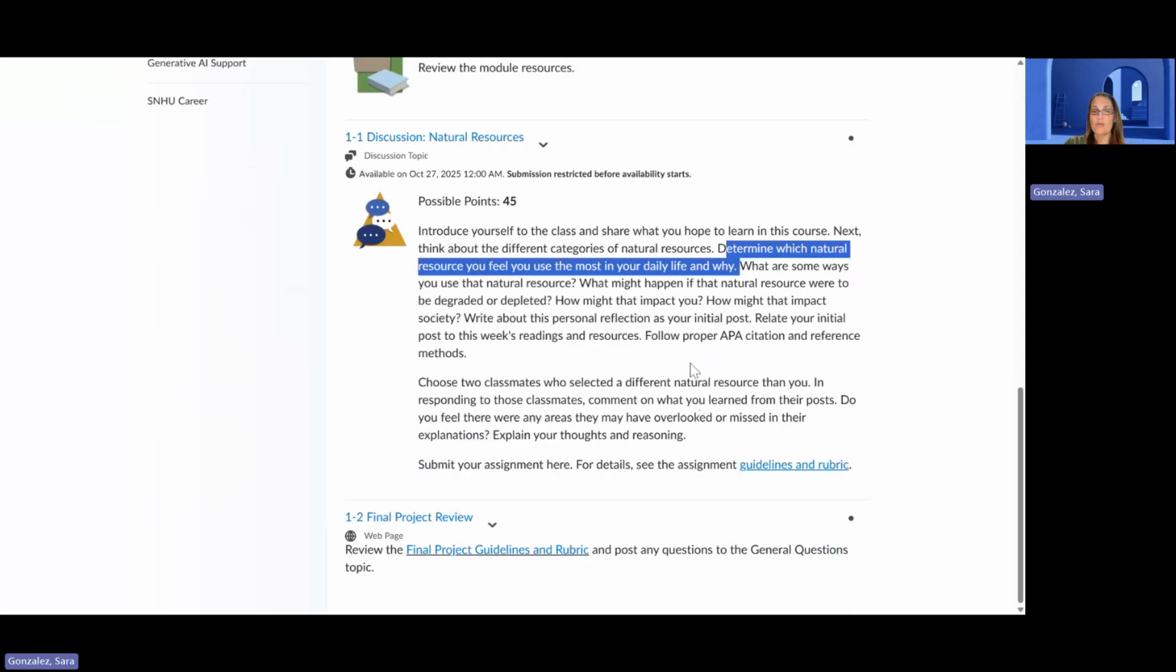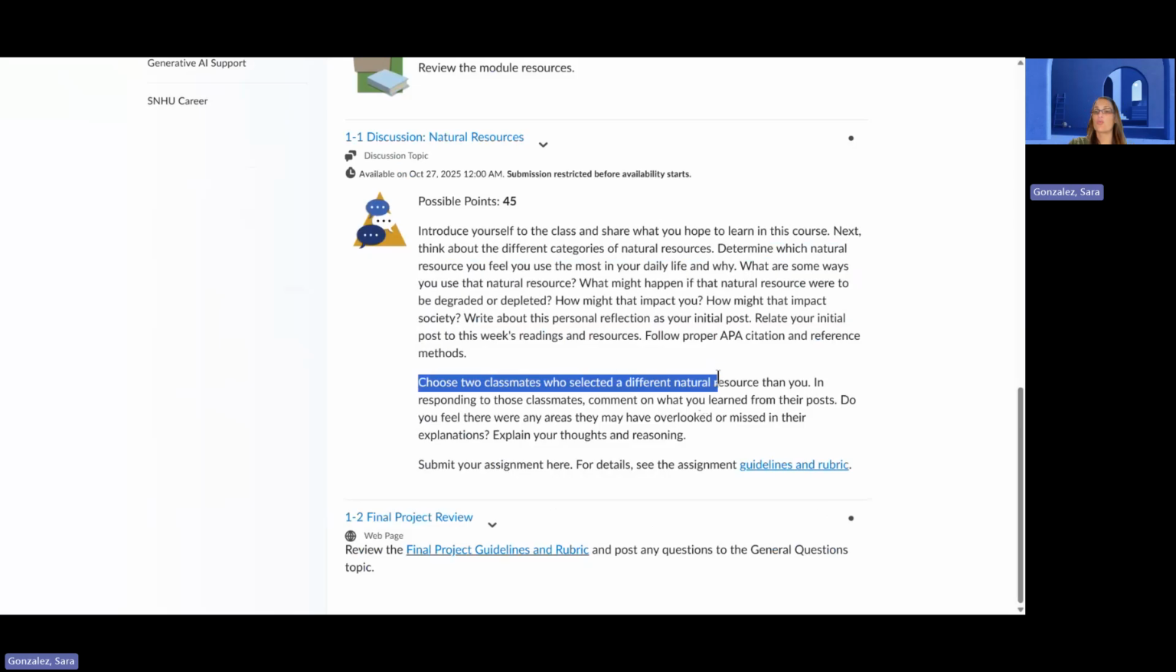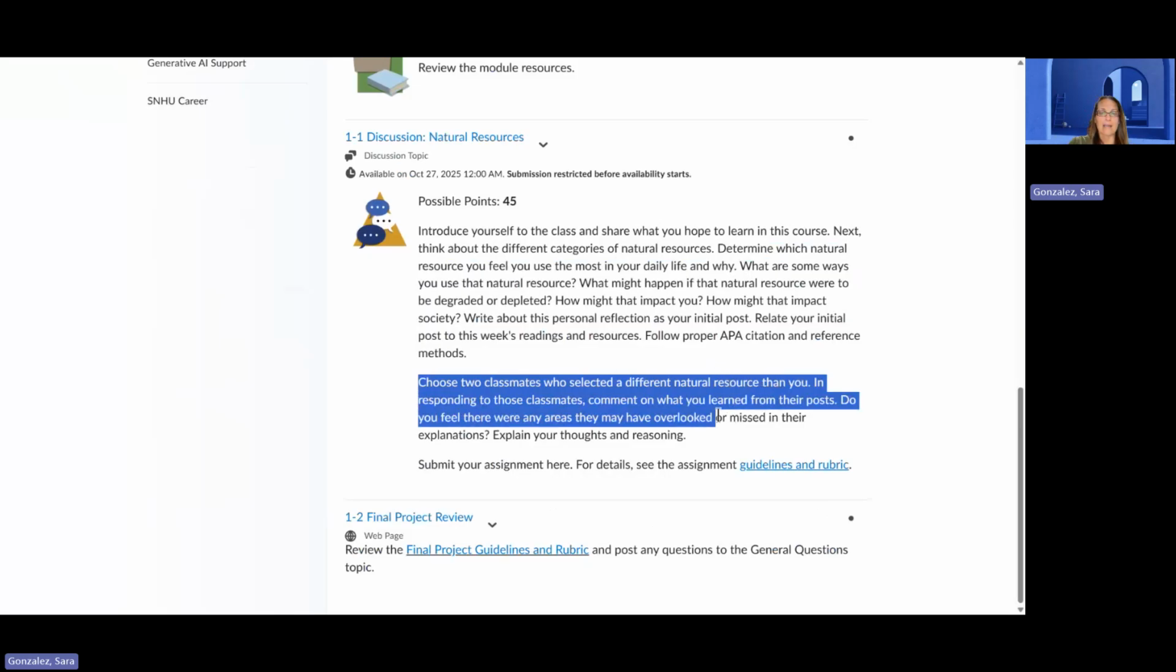And then for your 2 follow-up responses, you can choose 2 classmates who selected a different natural resource than you did, and you're going to comment on what you learned about it. And those are due by Sundays. There's the rubric and guideline here. So typically your initial posts are due on Thursday evening by 11:59 p.m. Eastern Standard Time. And then your 2 follow-up responses are due by Sunday evening, same time.